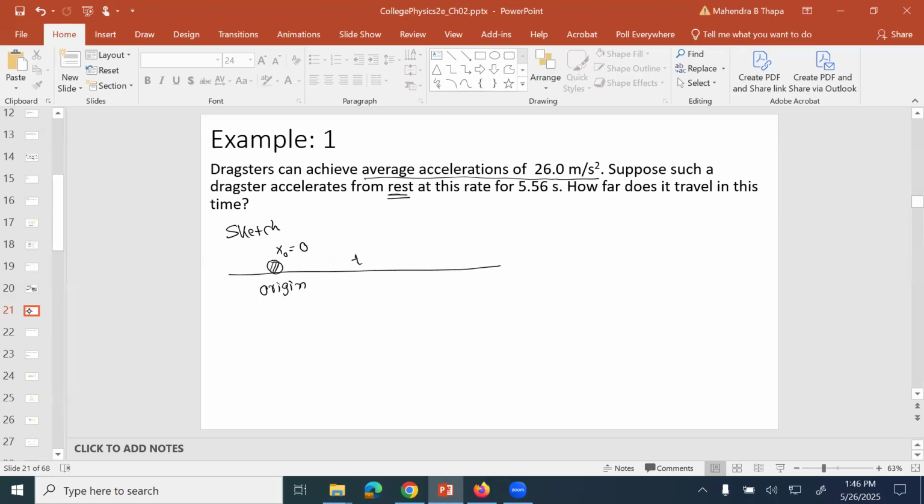After time t equals 5.56 seconds, the object is here. So my x final is this, or I just write x, that I want to find. They give you the acceleration, 26 meters per second squared. I choose x initial equal to 0. I want to know what is x final.